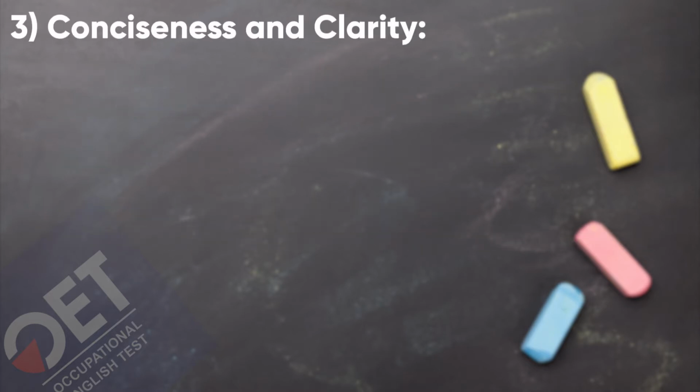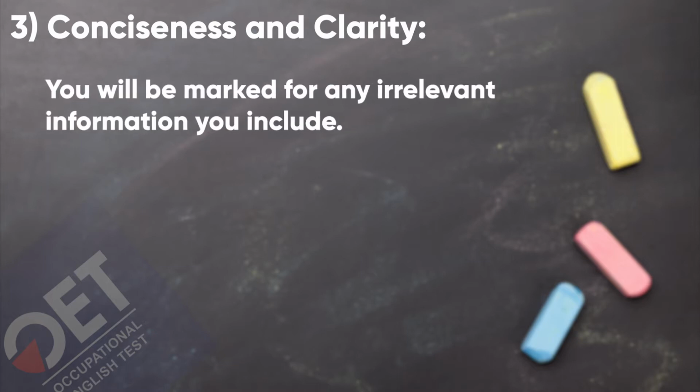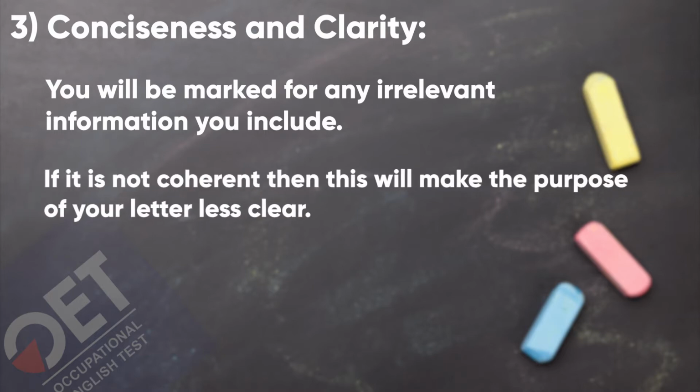The third is clarity and conciseness. This is associated with the content criterion, where you are given scores for including relevant information. For this, you'll be marked for any irrelevant information you include. You must remember that this has to be related to the purpose of your letter mentioned in paragraph 1. If it is not coherent, then this will make the purpose of the letter less clear.